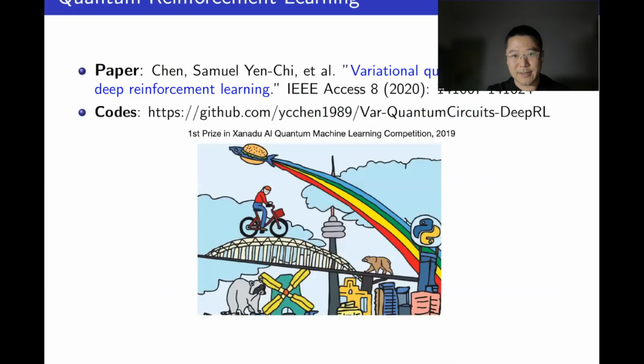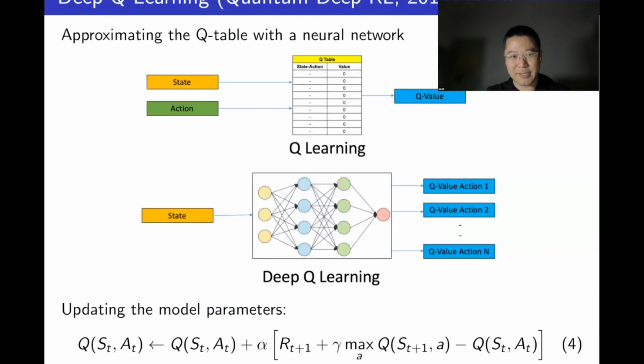Okay, by using such variational quantum circuits, because at that time we only had 10 qubits, we just did some simple deep reinforcement learning tasks. This is a very easy task from the current perspective. And at that time our codes were released and got the first prize in the Shenandoah AI quantum competition. So this is very pioneering work.